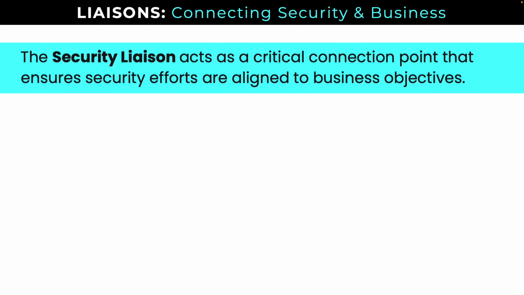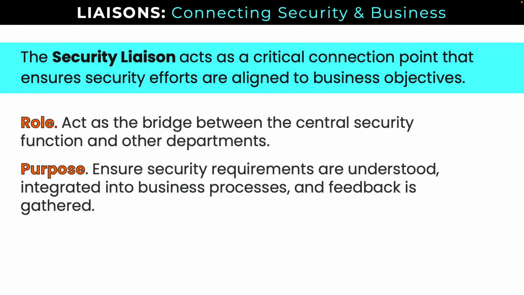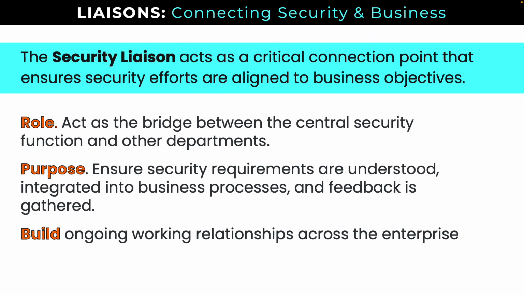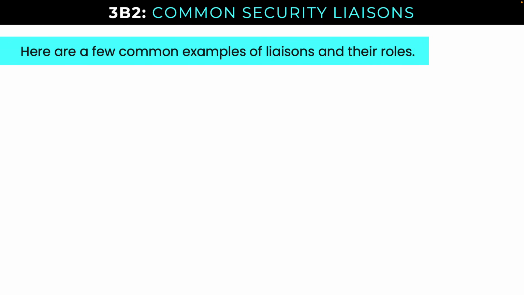The security liaison acts as a connection point that ensures security efforts are aligned to business objectives. They act as a bridge between the central security function, the security team, and the other departments. They ensure security requirements are understood, integrated into the business processes, and gather feedback along the way to ensure that security and the business remain in alignment. And they build those ongoing working relationships across the enterprise. It'll vary by organization, but here are a few common examples of liaisons and their function, their role.